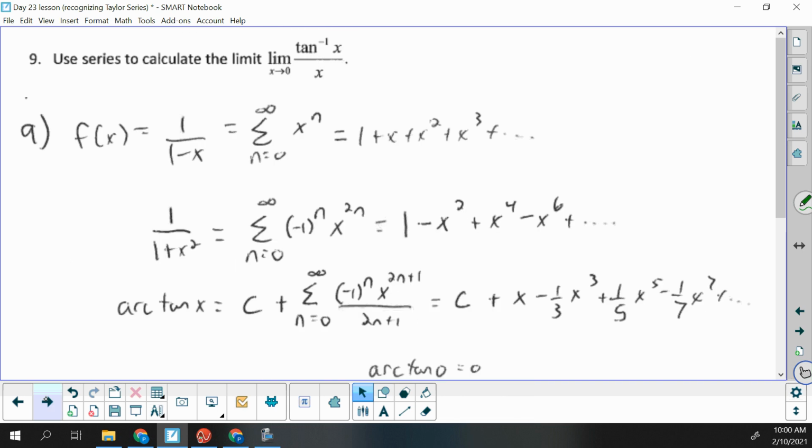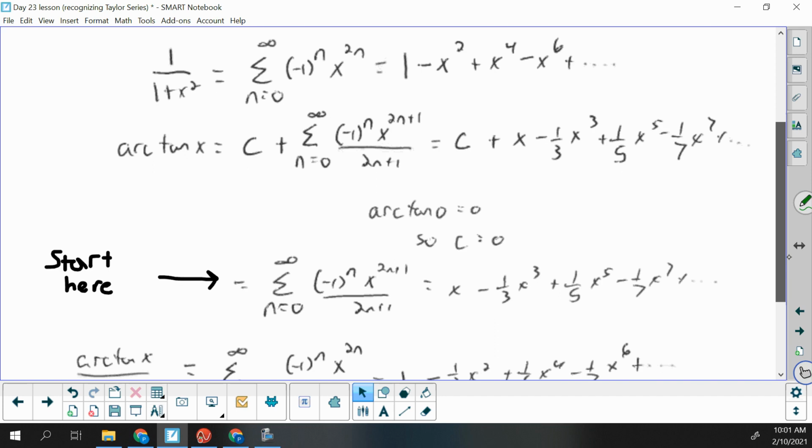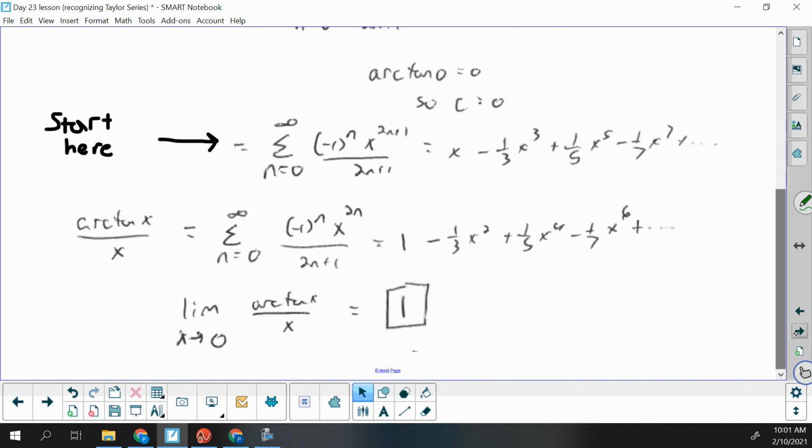Moving on to 9, we can start with our arctan. Now I have the general terms there, and I built it out, but hopefully you would be able to start down here. And we don't need the general in this case with the limits, so in reality, if you just have this side, we're in good shape. So have those, divide by x to get these, and now the limit as x goes to 0, all the terms except for the 1 go away, so you get 1.